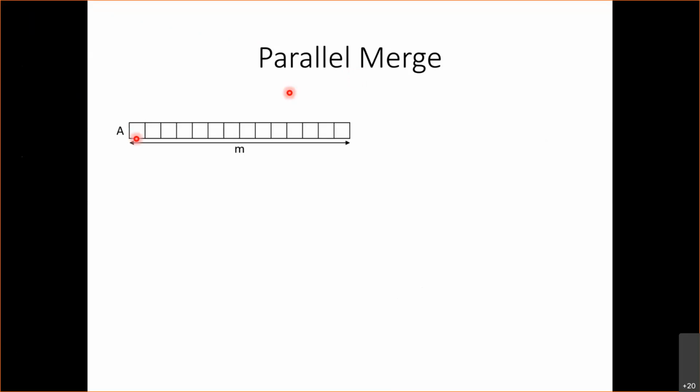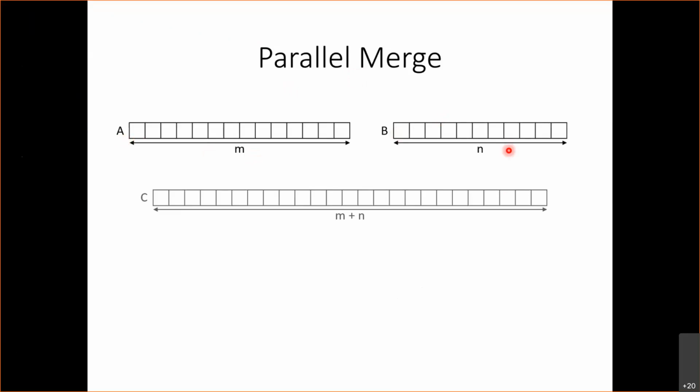Let's say, again, I have my array A that has size m, and I have my array B that has size n, and I have my destination array C that has the size m plus n. Now, one way to parallelize this is, a lot of you have been saying, why don't we partition A evenly across threads, and then each thread in A goes and finds the corresponding part in B, and then somehow merges those.